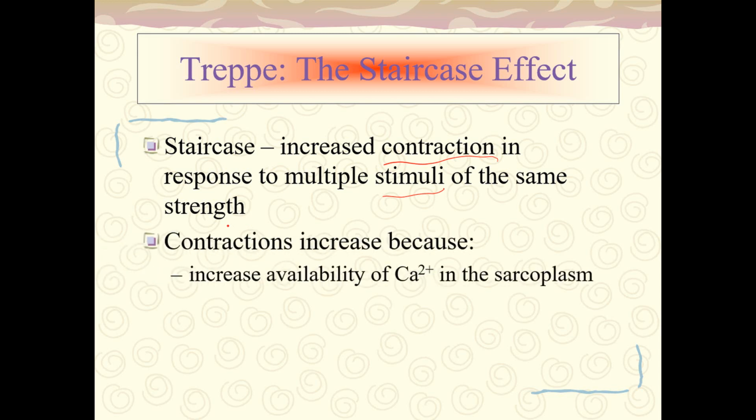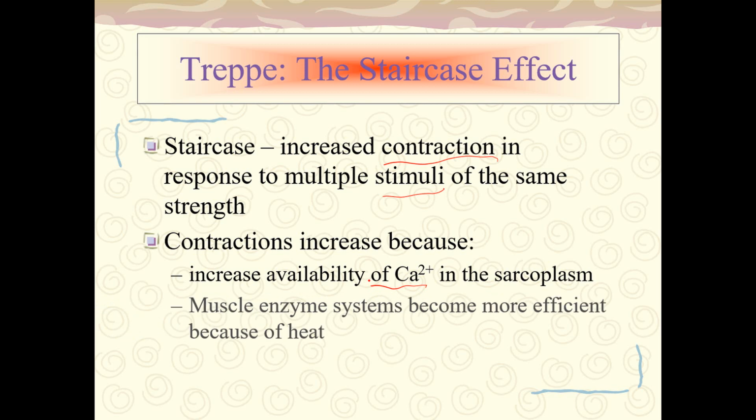So first, there's going to be increased availability of calcium. Right after the first contraction, as soon as relaxation starts, calcium is being sequestered back to the paired terminal cisternae, but that takes a little bit of time. So if you throw a punch and then you immediately throw another one, all of that calcium hasn't gotten back in. So there's more calcium available to bind to troponin.